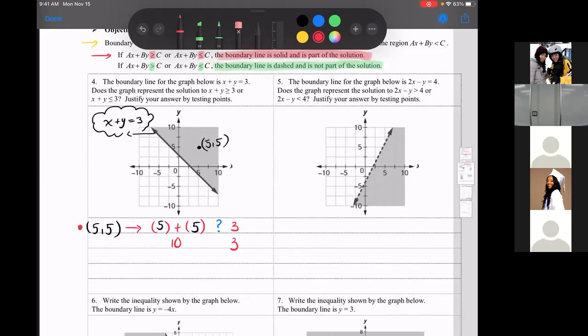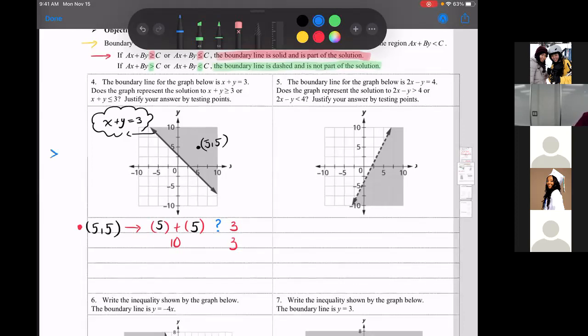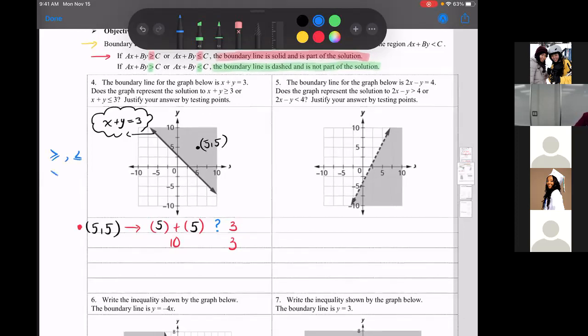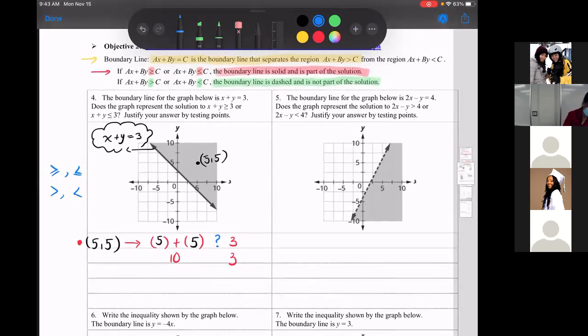Which inequality am I going to put here? Remember, you have 4 types of inequality. Let me remind you: greater than or equal to, less than or equal to, greater than, and less than. It's going to be the ones I highlight in blue. It's going to be one of those two. But which one?